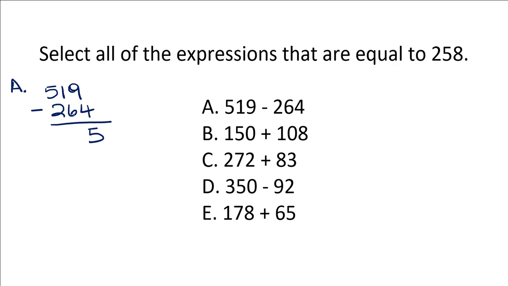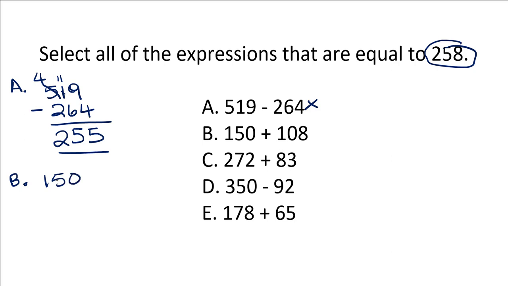1 take away 6, we can't do that. We have to regroup. So when we go next door, we regroup and the 5 becomes a 4. The 1 becomes 11. So now we're looking at 11 minus 6, which is 5. And 4 minus 2 is 2. So that's 255, not 258 like we're looking for. So A does not work. Let's try B.